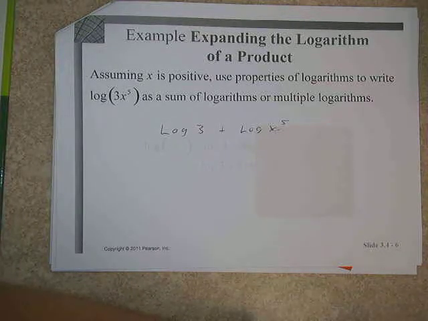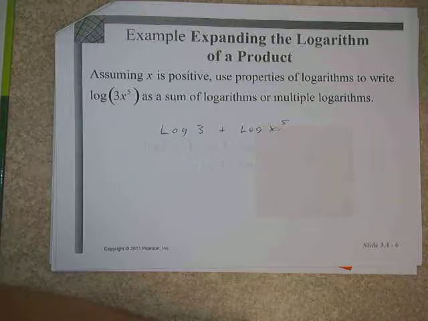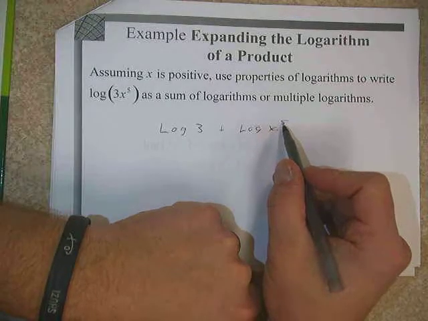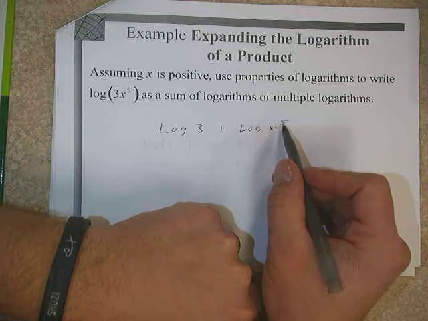Okay. So that would be step one. We'll break apart the product because we do have a product in the argument there. So we can break that up into the log of the first part plus the log of the second part. And then there's one more thing that we could do here to make this simpler.